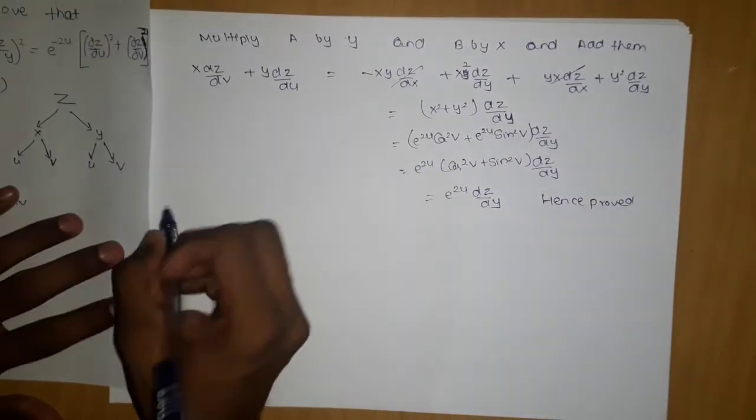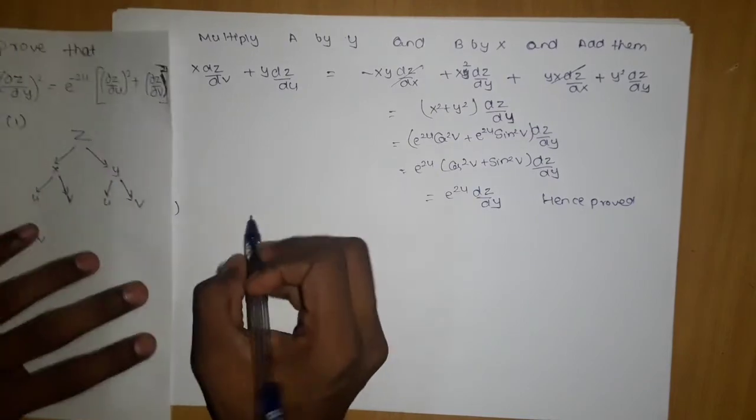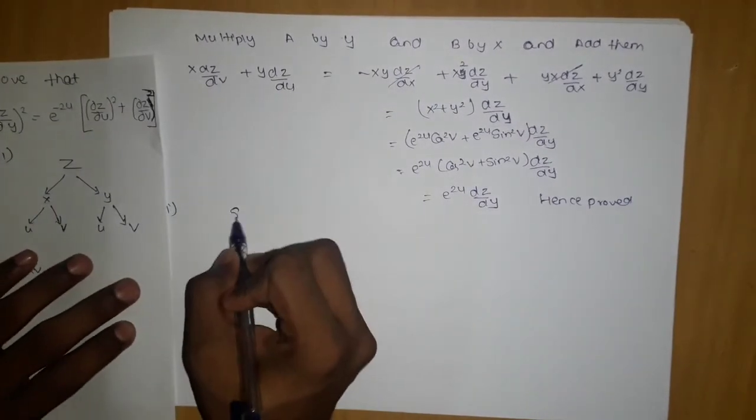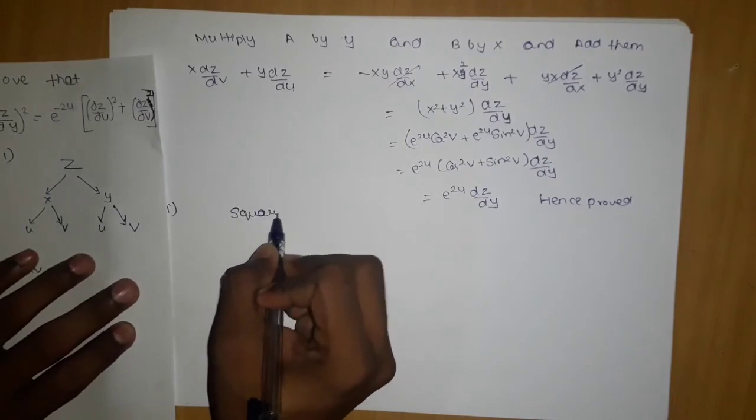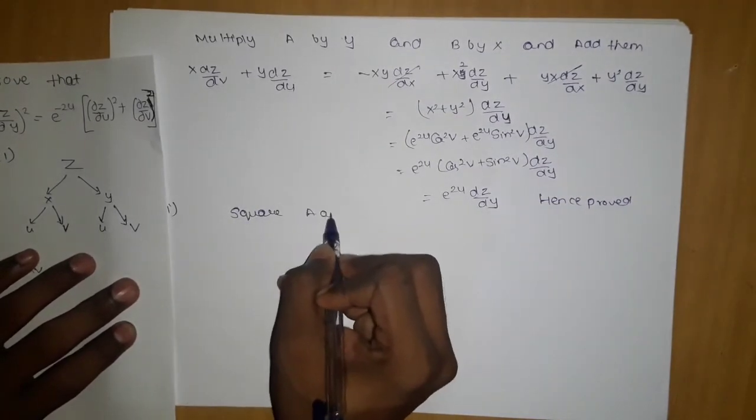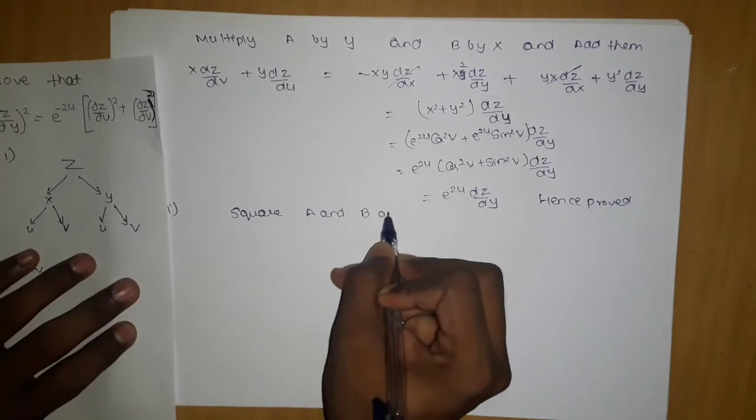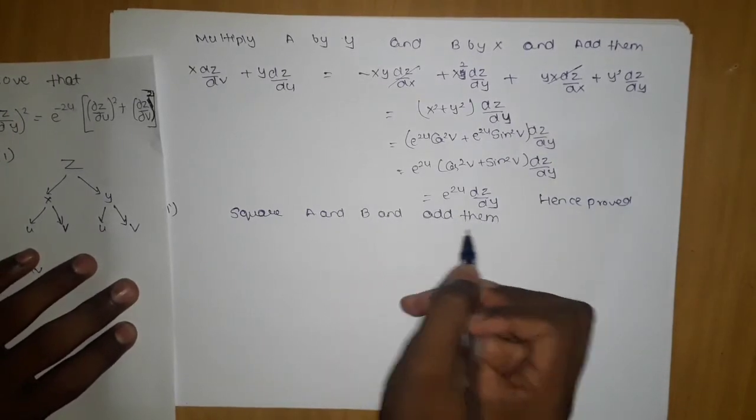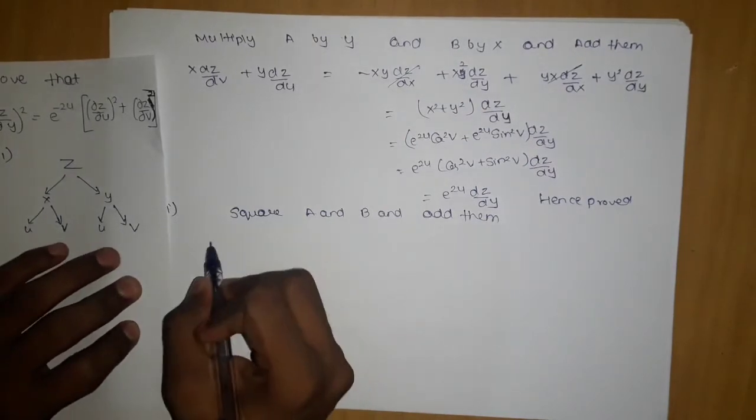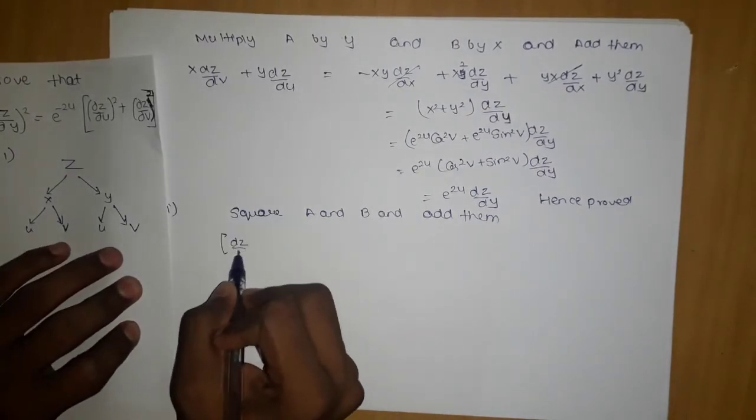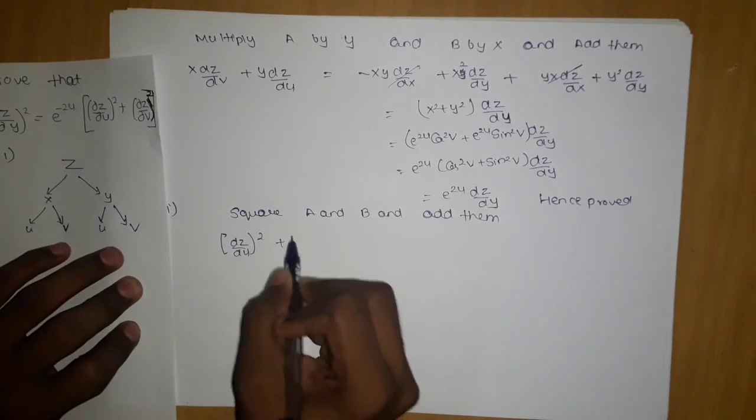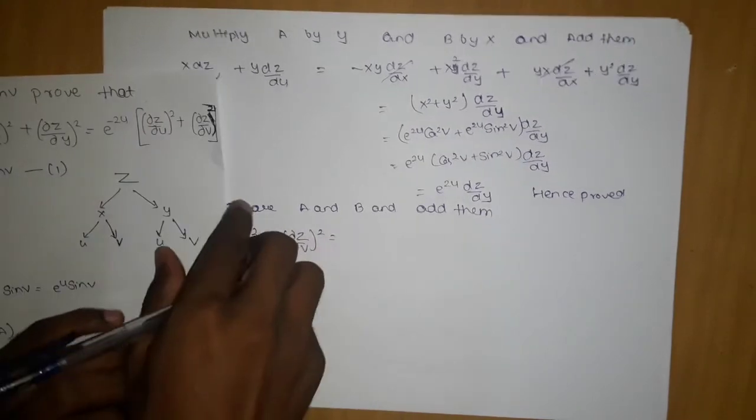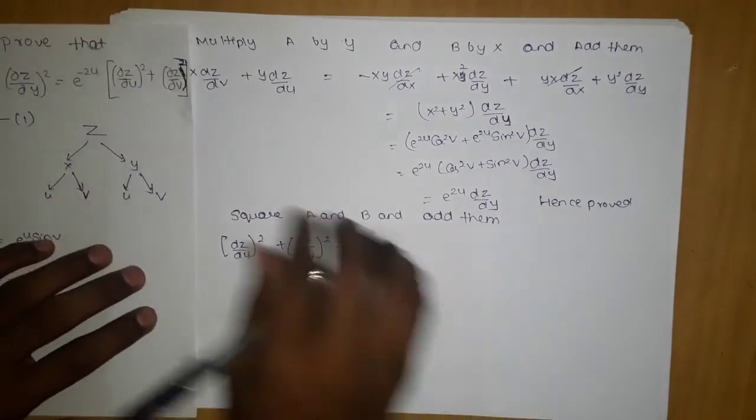Now let's move with the second thing, which is, we will move with this part. We will square a and b and add them. So if I do that, I'm going to get (∂z/∂u) the whole squared plus (∂z/∂v) the whole squared.